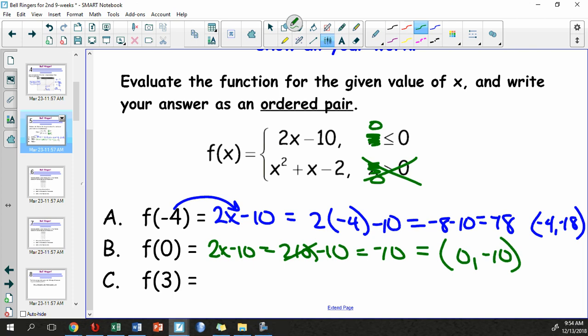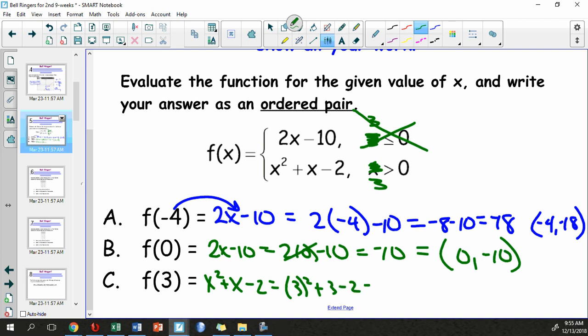Then I'm going to do f at 3. Again, I'm going to come back over here and replace x with 3. This is not true this time. 3 is greater than 0, so I'm going to be utilizing the x squared plus the x minus the 2. So that's going to be 3 squared plus 3 minus 2. 9 plus 3 minus 2. 12 minus 2 gives you a 10. So I have the ordered pair (3, 10).